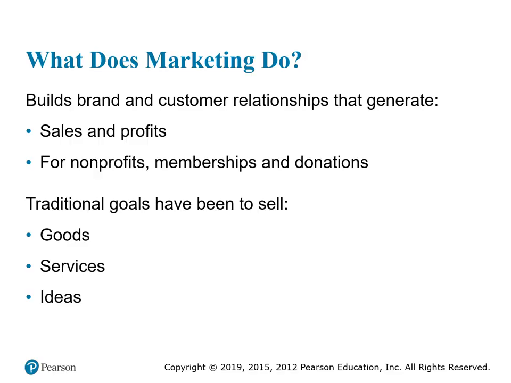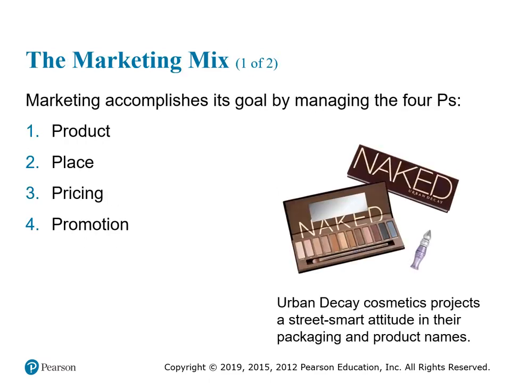Ideas could be values which you want to provide, disseminate or promote to your customers, or to your target audience. So you have ideas such as, you ought to pray or respect the elders. Things like that are put under ideas. So when you talk about products, you have three types: goods, services, and ideas. Marketing accomplishes its goal by managing the 4Ps: products, place, pricing, and promotion.